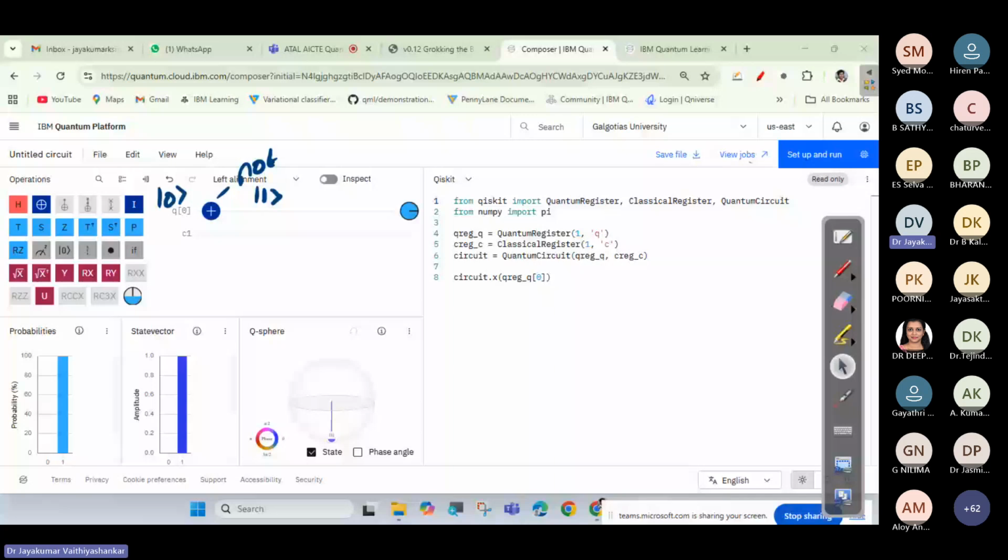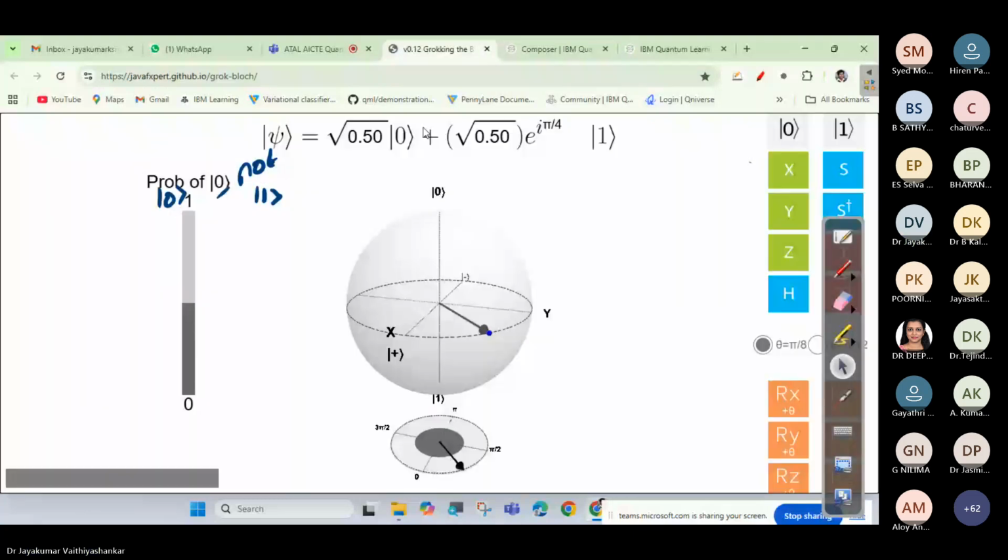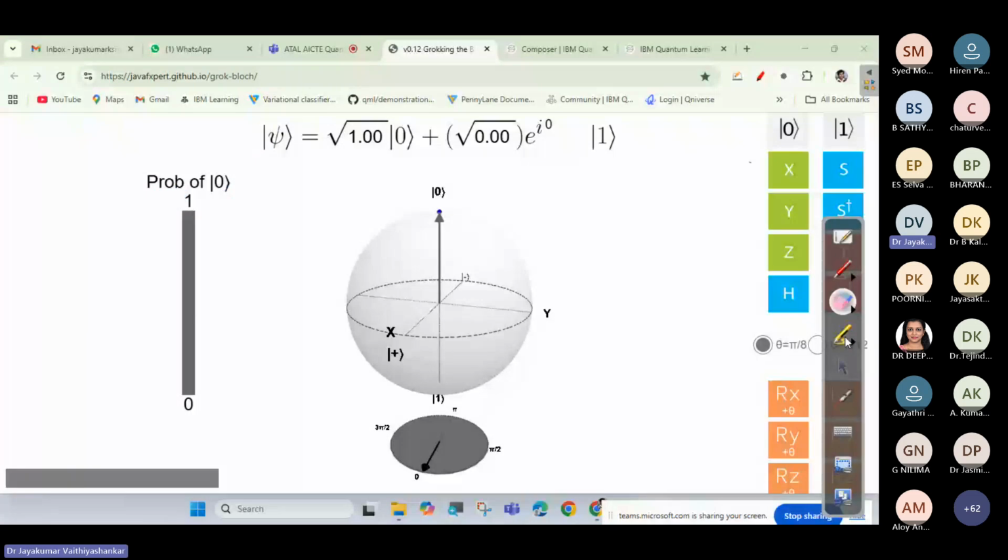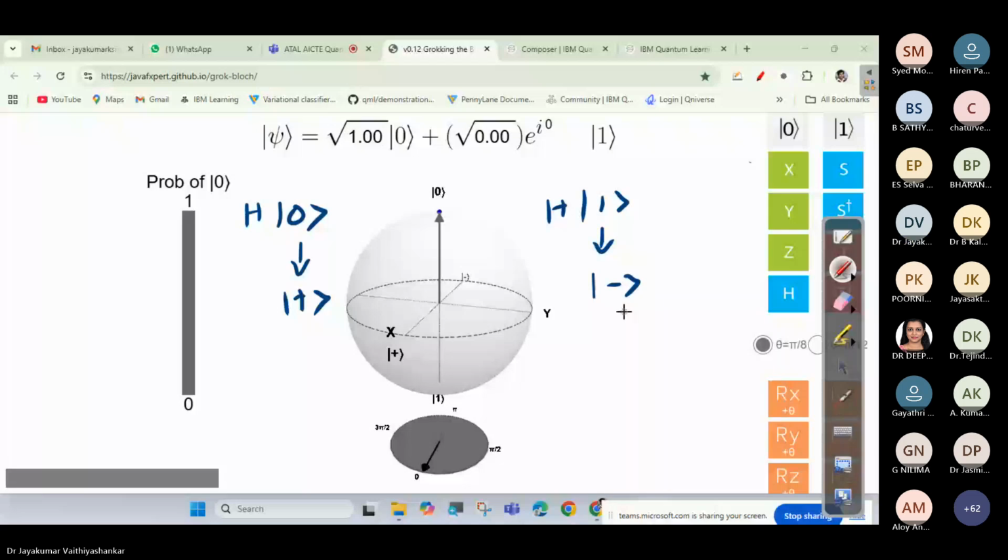You can see some color change, red color. It denotes negative state. So look at here. Click 0. Apply Hadamard gate. Okay. It will go to positive state. The second option, if you are in state 1 and you apply Hadamard gate, it will go to negative state. So this negative state is indicated by red color change. Because it is on the negative side of this sphere.